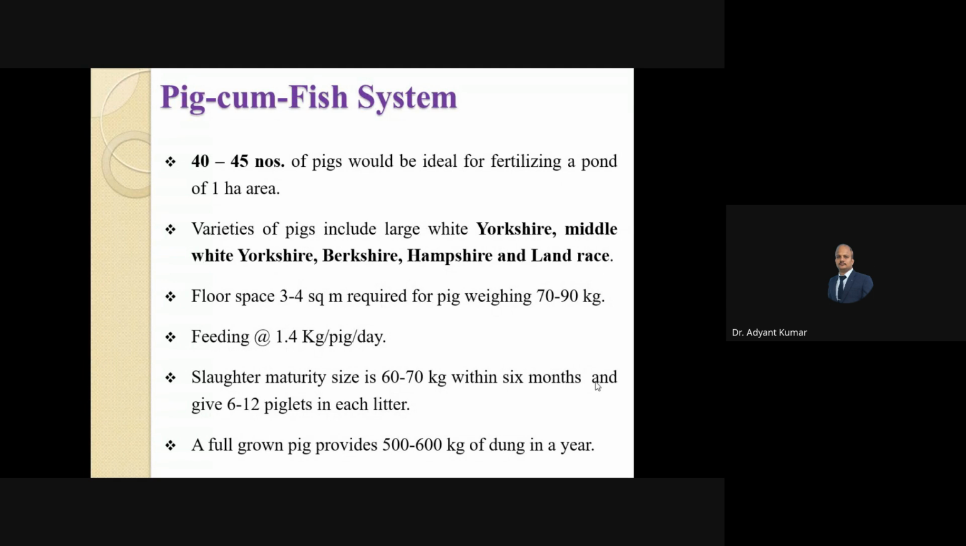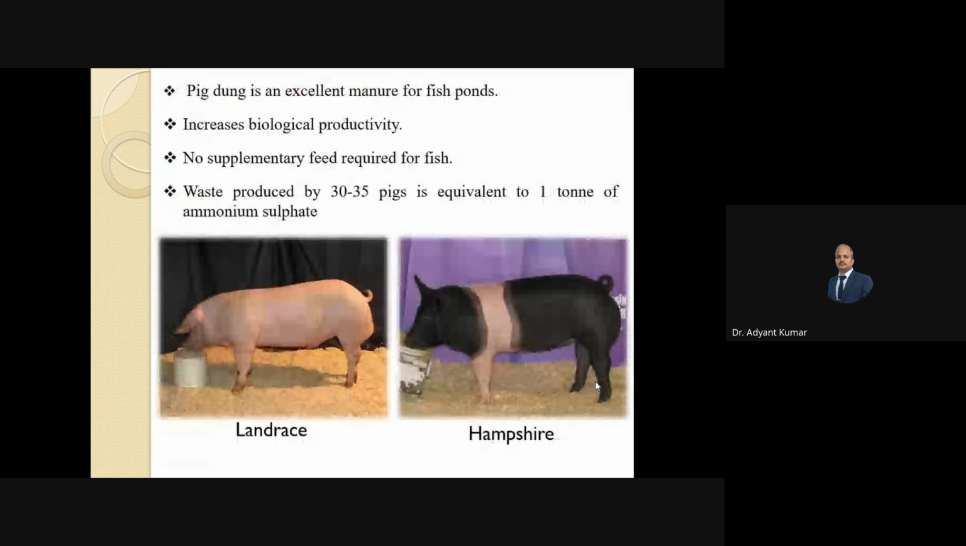Slaughter maturity size should be 60 to 70 kg, which they can attain between 5 to 6 months, and 6 to 12 piglets from each litter can be obtained. A full-grown pig provides about 500 to 600 kg of dung in a year. This pig dung is excellent manure for the fish pond, which increases the biological productivity, and there is no need for supplementary food for the fish. The waste produced from 30 to 35 pigs is equivalent to 1 ton of ammonium sulfate.